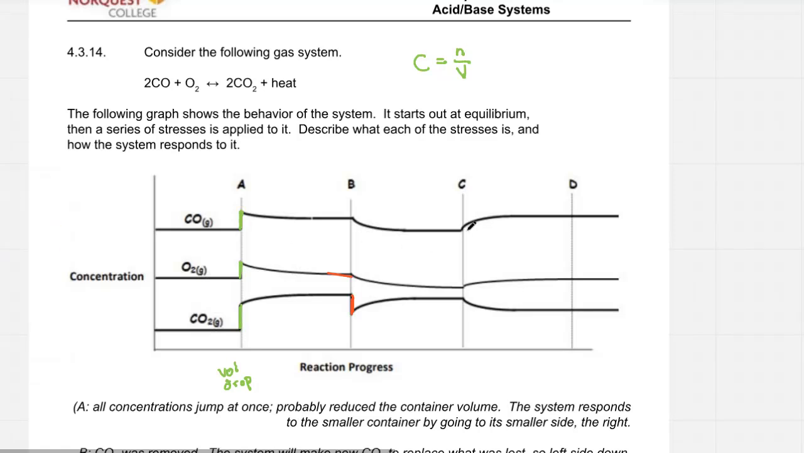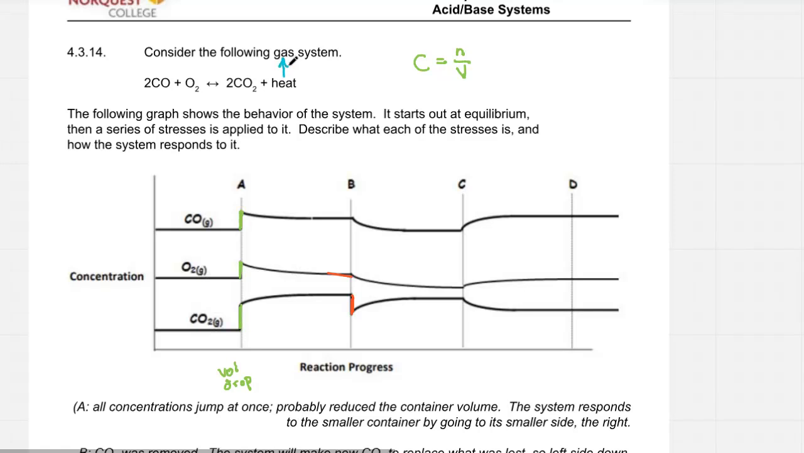What's next? At C, nothing jumps up or down abruptly, but after we did something at C, the system starts to shift. So we didn't add carbon monoxide, because there's no sudden spike here, and we didn't add any oxygen because there's no spike there, and we didn't add any carbon dioxide because there's no spike there. What else could we have done? Well, according to the reaction, we could have added heat, right? What would happen if we put this system on a burner and started pumping heat into it? Let's see if that explains what's going on.